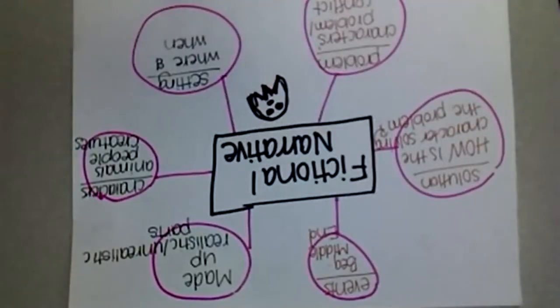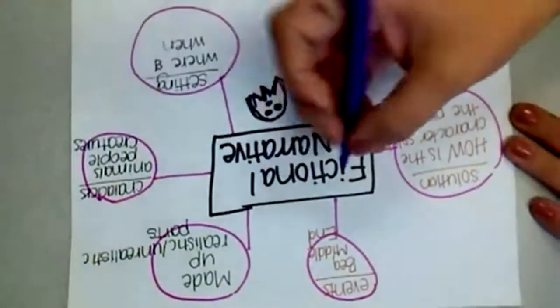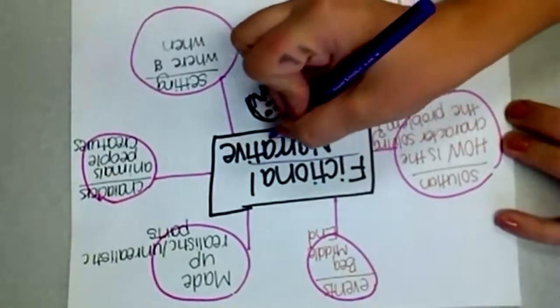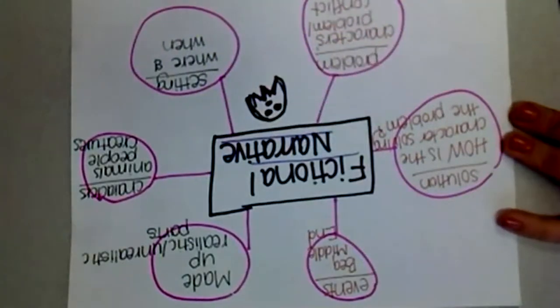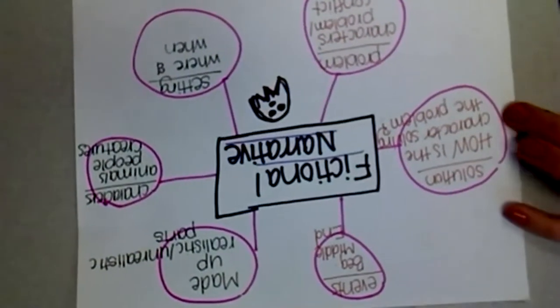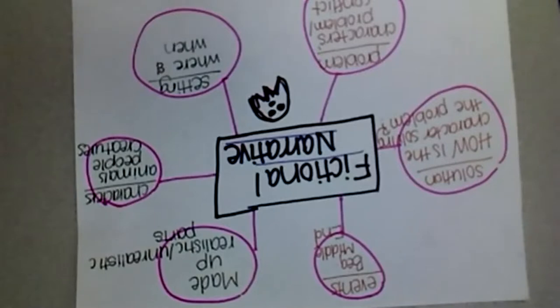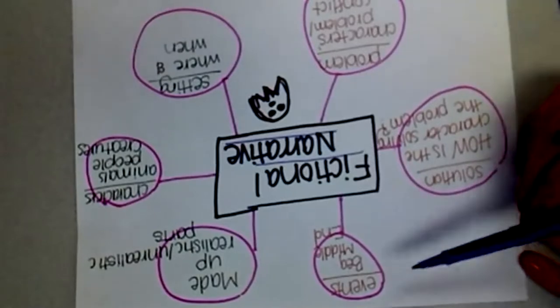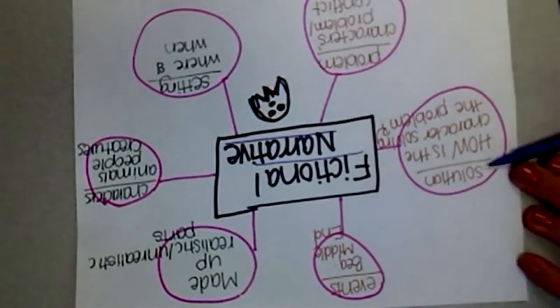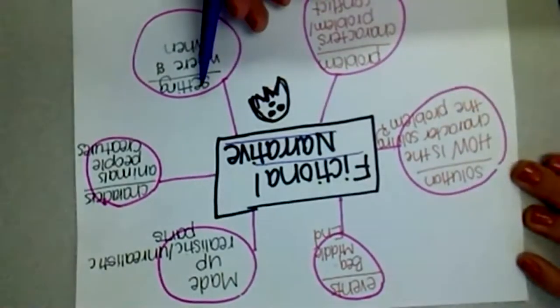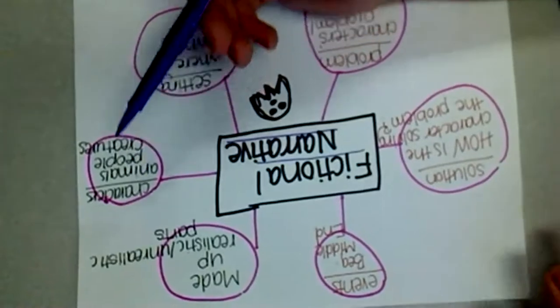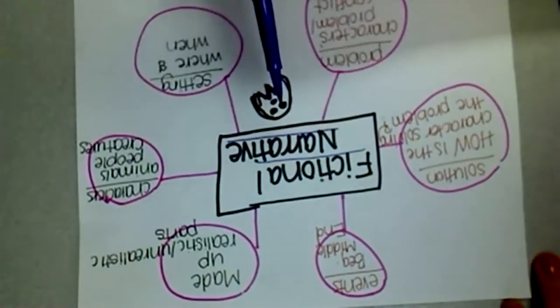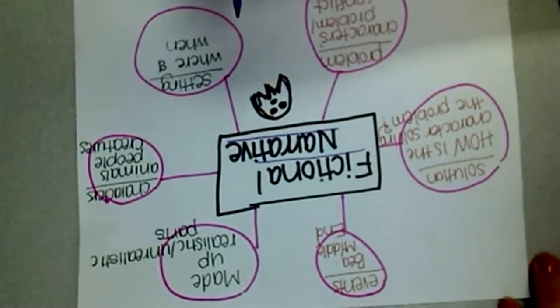In writing, we are focusing on fictional narratives. So I hope you watched the video on fictional narratives. In a fictional narrative, there are different elements. They have events, a solution, a problem, a setting, and characters. We are focusing on fictional narratives because we are going to create our own fictional narrative and write a spooky story.